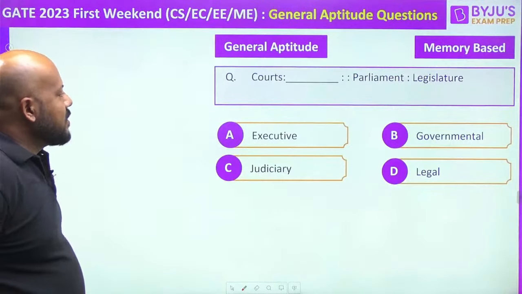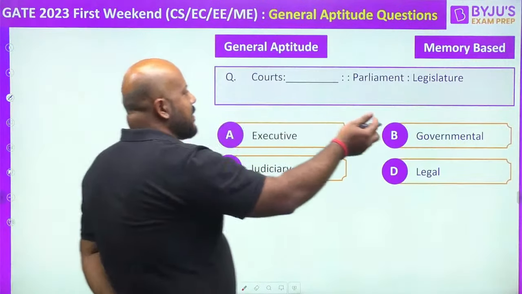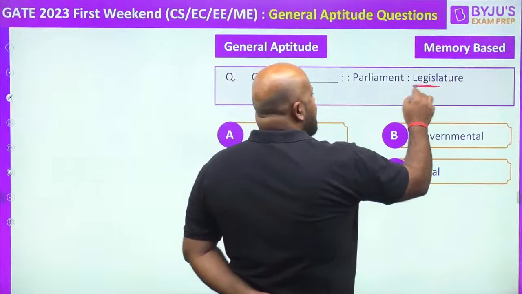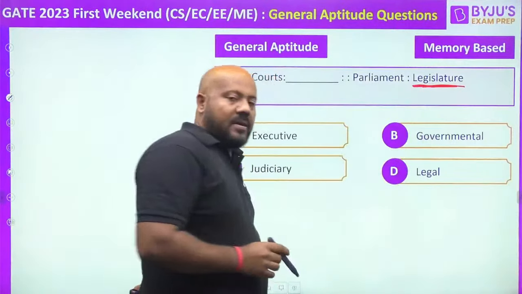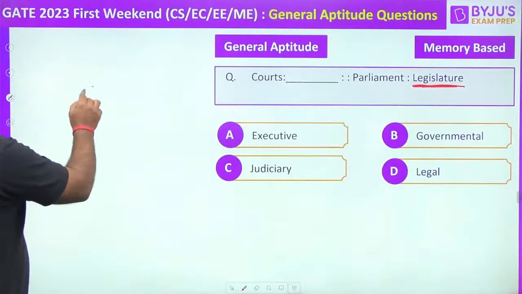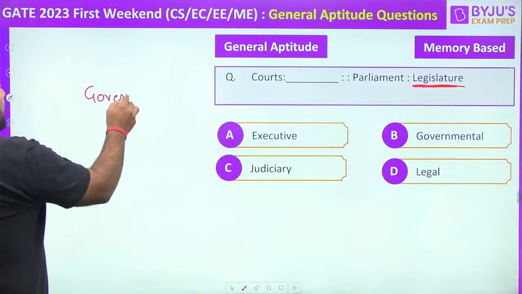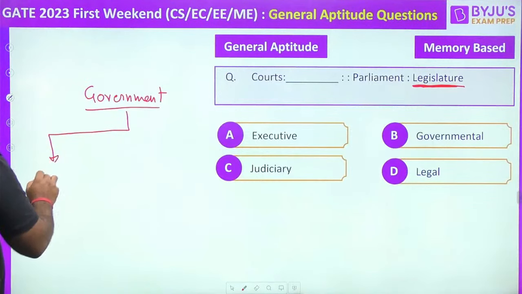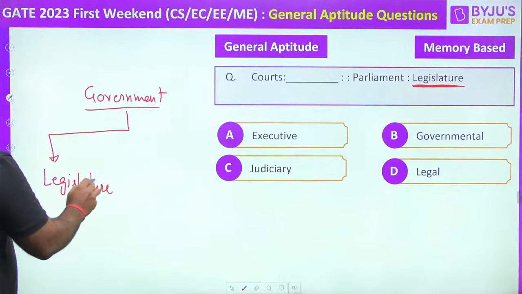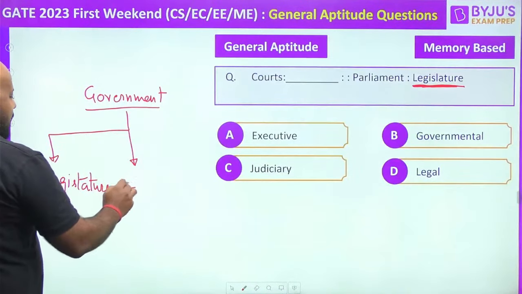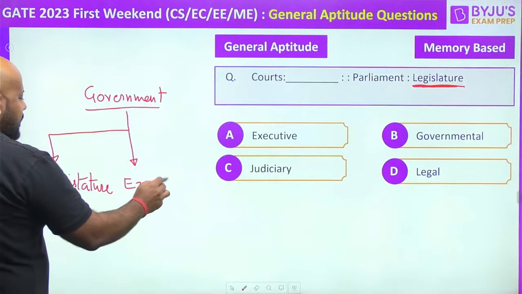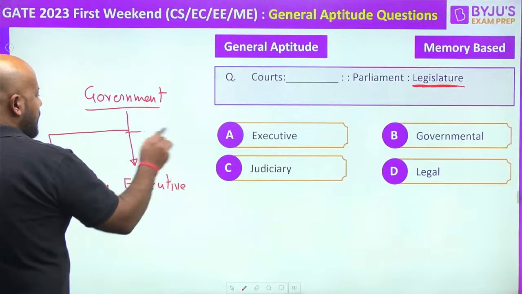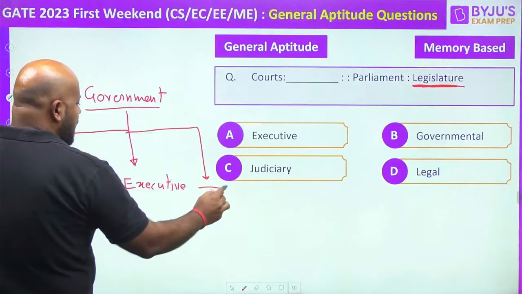Courts, choose the word parliament and legislative. Now you understand that legislature is a part of government. Government has legislature, executive, and judiciary.